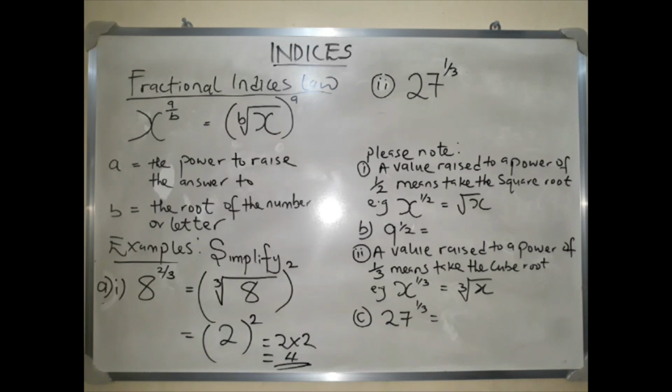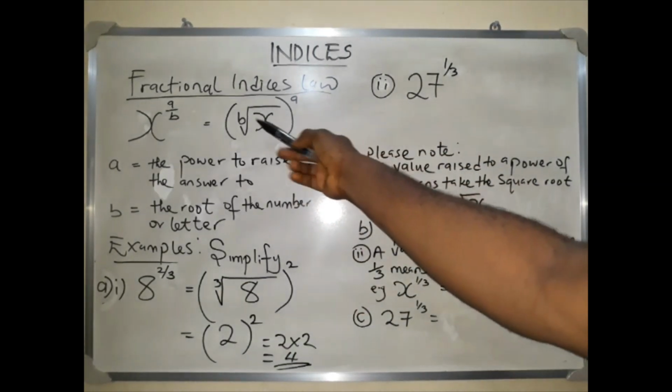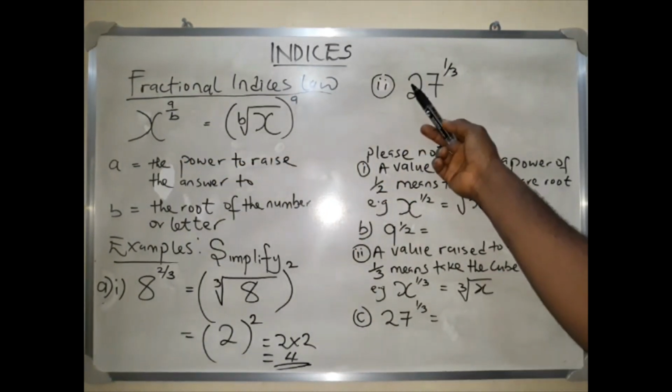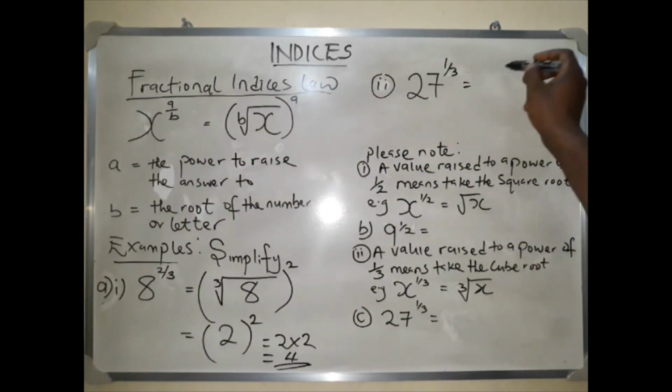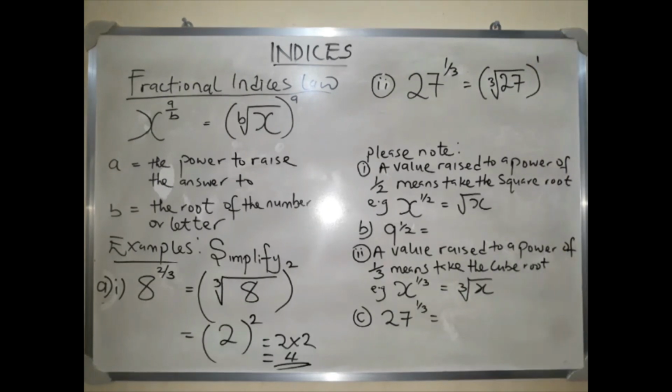27 raised to power 1 over 3. Now, we're going to convert this to this. You know, this and this are the same. So we're going to convert it to the next one. Now, it will give us what? In bracket, the cube root of 27, and on the outside it will be raised to power 1. Okay? Raised to power 1.